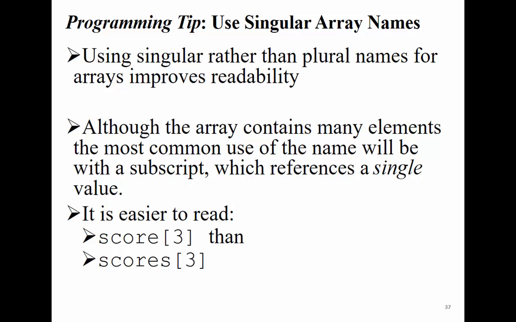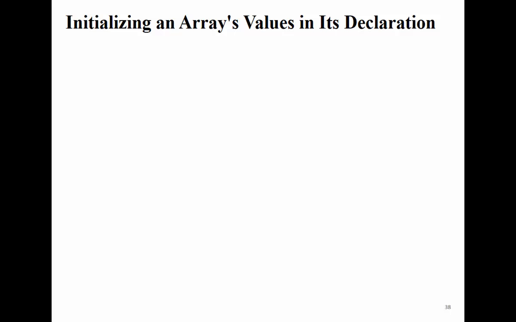Okay. So, that's a naming terminology. Whenever you define an array of objects, as you can see, score at element 3 is easier to read than scores at 3. So it's good to use singular rather than plural names when you define arrays. It's easier to read and more informative. So when you are defining an array, avoid using plural names for an array.